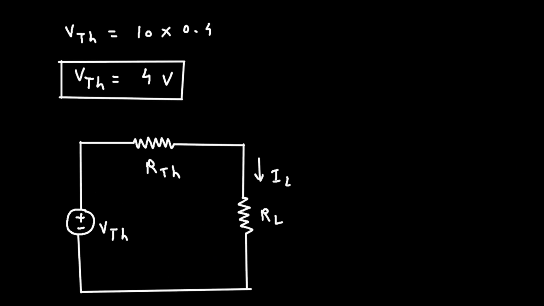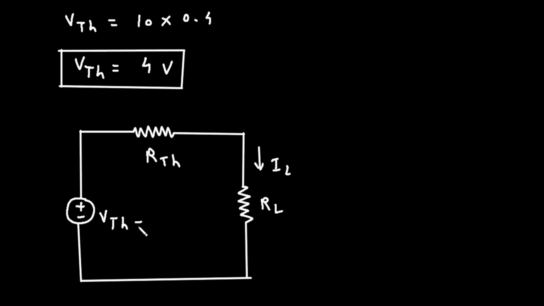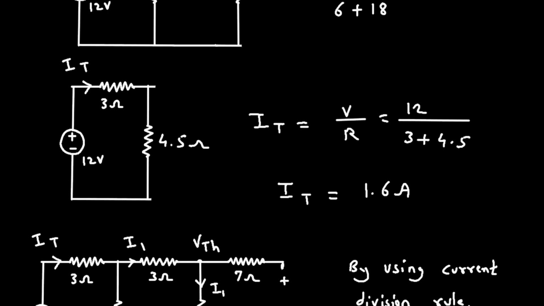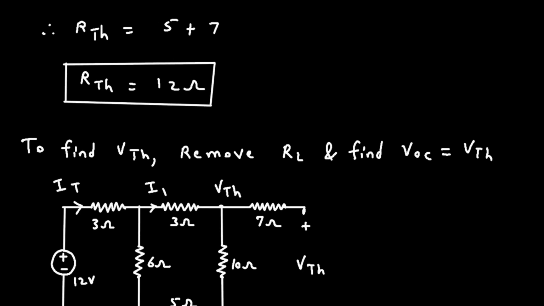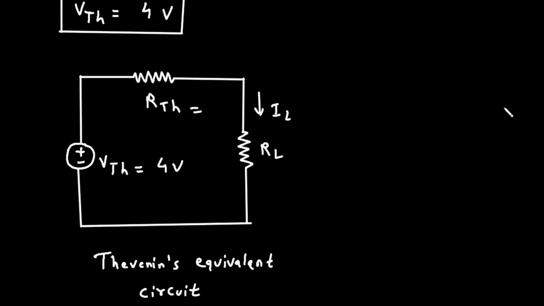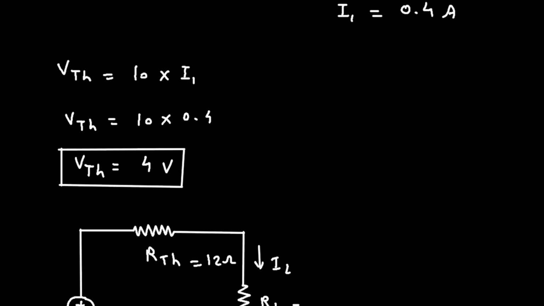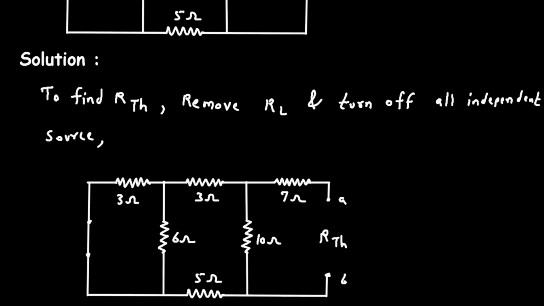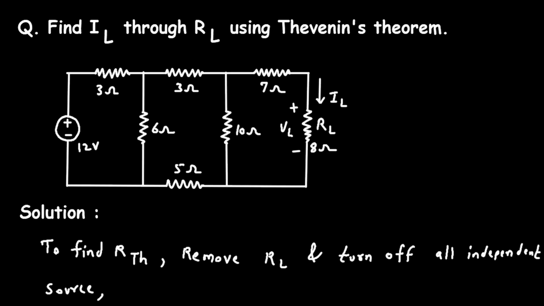Now let's put the value of VTH. It is equal to 4 volt. The value of RTH is 12 ohm. So this will be 12 ohm, and the value of RL is, here we can see, 8 ohm. This is the value of RL, 8 ohm.